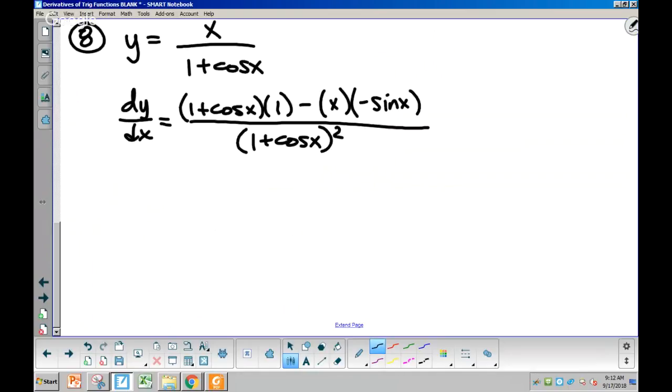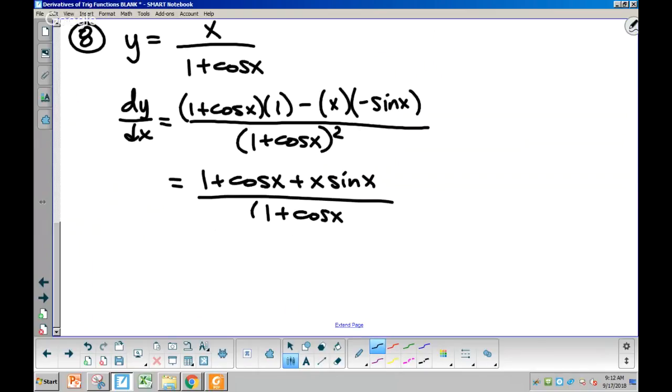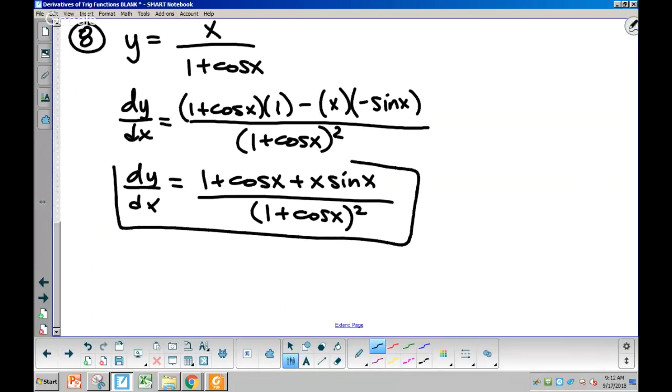Resist. So we're simplifying. So this is 1 plus cosine x plus x sine x all over 1 plus cosine x quantity squared. And there's nothing you can do with that. We just leave it. Minus, it's multiplication. Yeah. Okay. So there's nothing you can do except plug in a value for x.